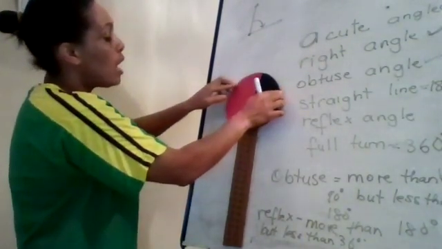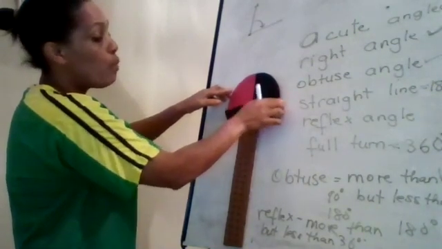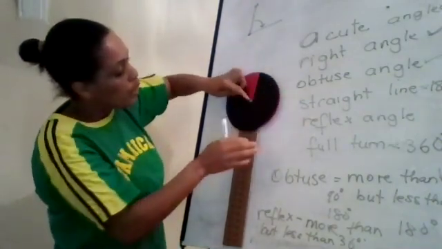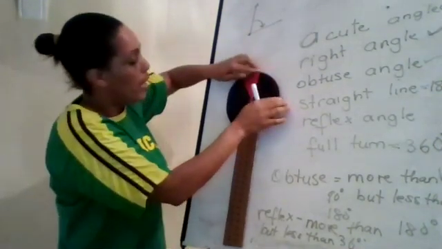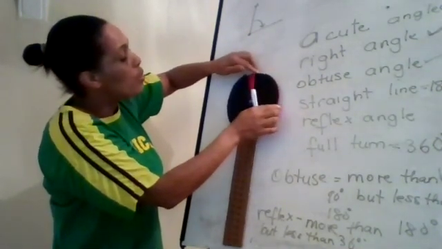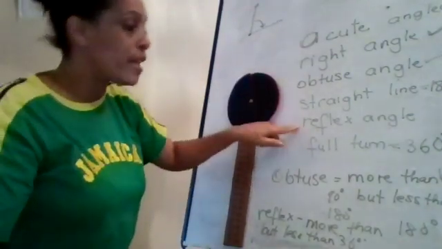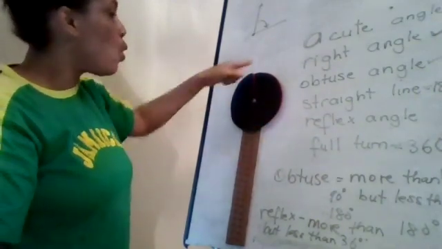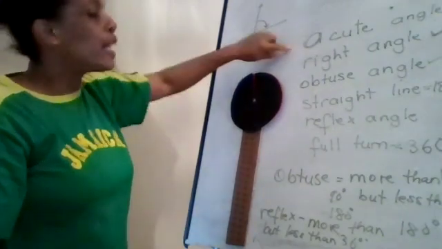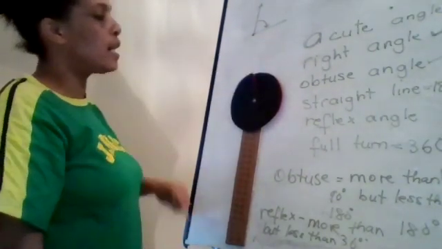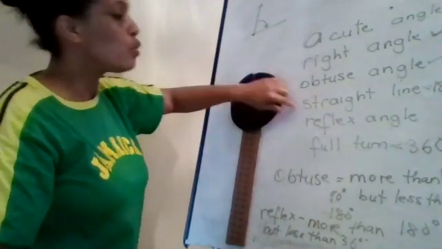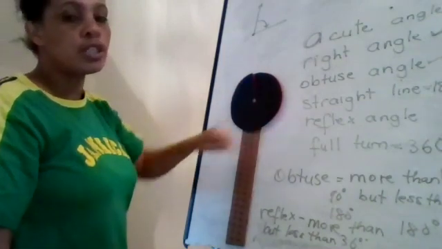Now, once we've passed a straight line and we've gone around, we've turned more than halfway. Just before we reach 360, it's what we call a reflex angle. So a reflex is more than 180, but less than 360. And if we go all the way around, you have a full turn. So acute, then you have a right angle, that is 90, obtuse angle, more than 90, less than 180, straight line, 180, reflex angle, more than 180, less than 360, and full turn, 360.